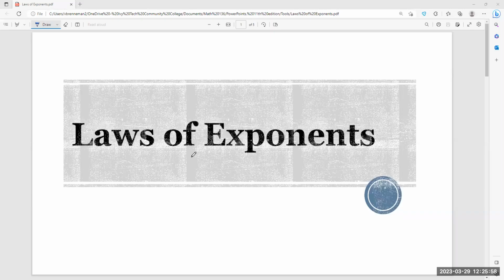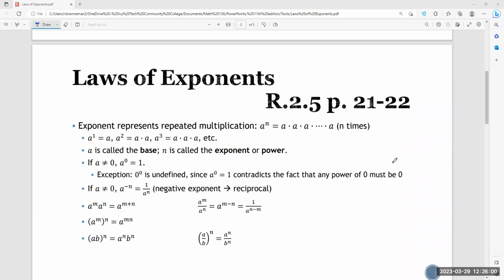Let's talk about laws of exponents. So first off, the definition of an exponent. An exponent has a base, which we'll call A, to a power, which we'll call N. But what that notation means is that we're taking that base times itself, however many times the power says. So A to the N is A times A times A times A, whatever, N times.